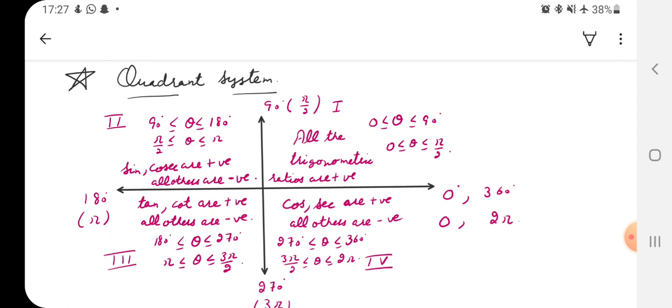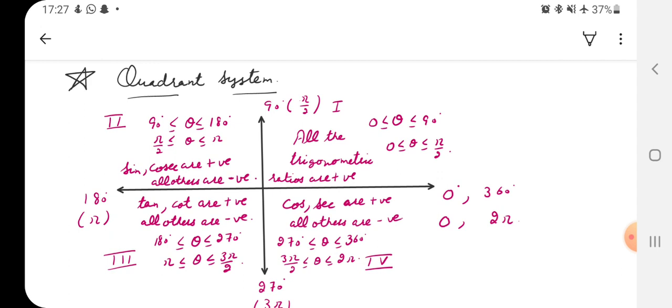Now in the second quadrant, I have written that sine and cosecant are positive. All others are negative. That means whenever I take the value of sine theta and cosecant theta, whenever theta lies in the second quadrant, that means theta lies between 90 to 180, they will come as positive, others will come as negative. That means tan theta, cot theta, cos theta and secant theta will be negative whenever theta is in the second quadrant.